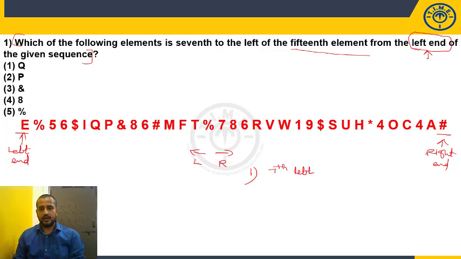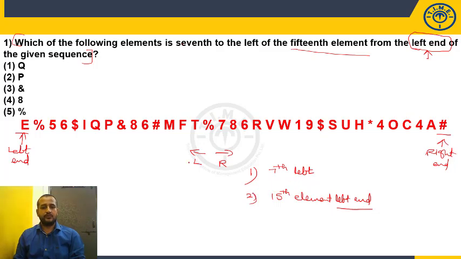7th to the left. In continuation, what is given? 7th to the left of the 15th element from the left hand. Please observe it carefully. We should start counting from the left hand. After identifying the 15th from the left hand, with respect to that element, we should identify the 7th to the left.